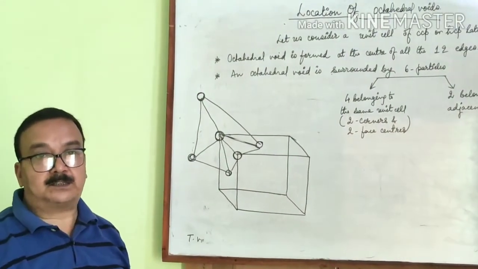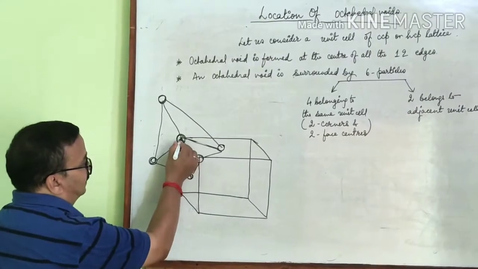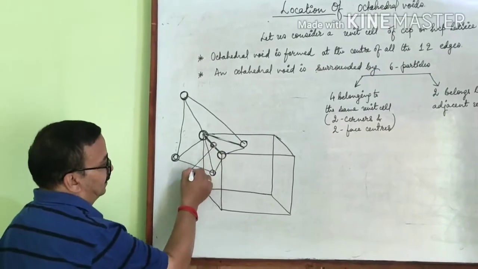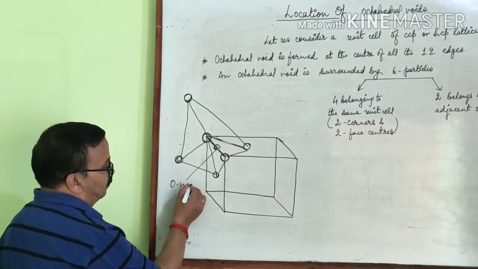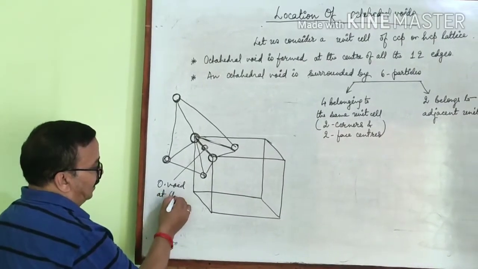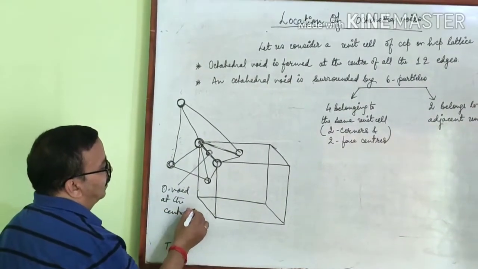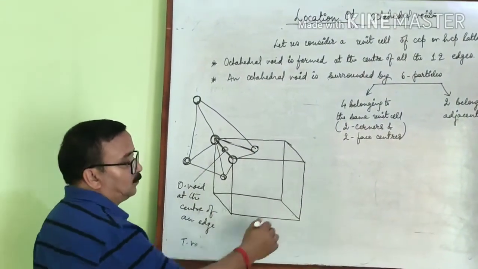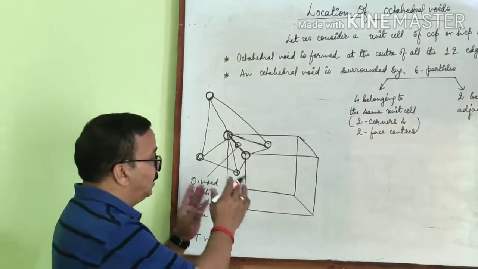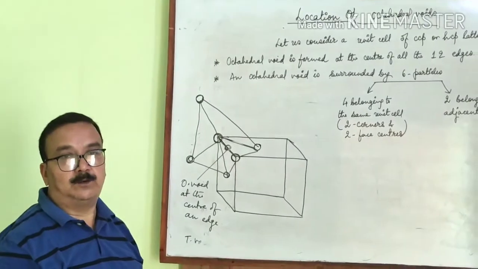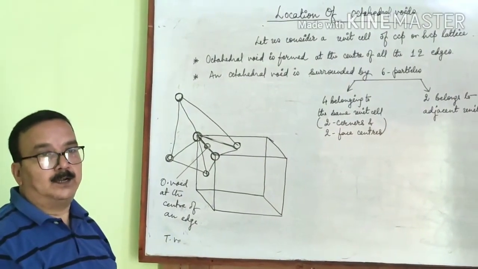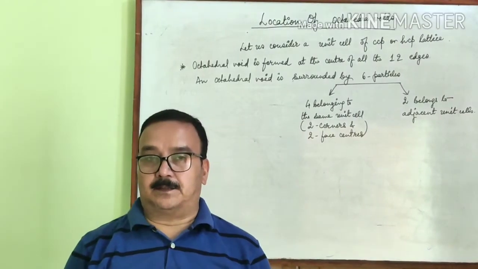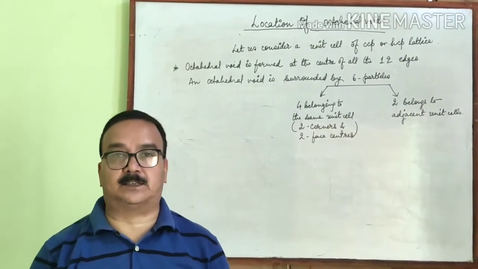The center of this octahedral void is along the edge, this is the edge, along the center of this edge. So an octahedral void is formed at the center of an edge. So in a cube there are 12 edges, and on all the edges an octahedral void will be formed. Another octahedral void is also formed at the center of the cube, the center of which lies at the center of the cube.